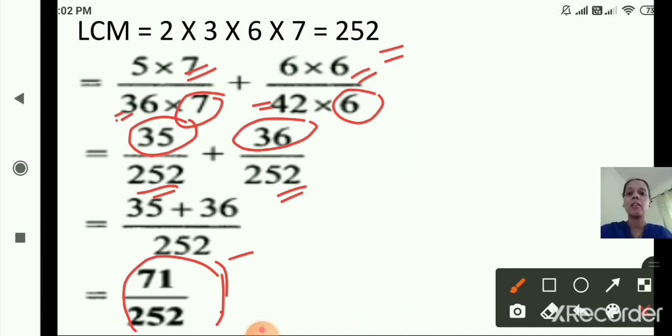Okay, hope we are clear with this. So in this way you will carry out the addition of rational numbers. Now we will see a few more examples.